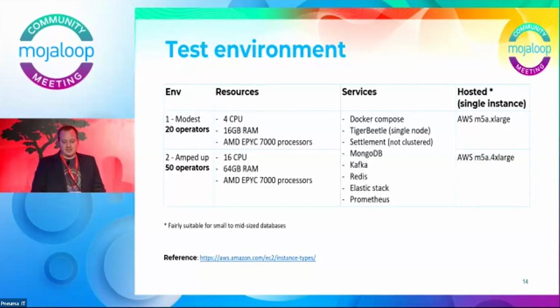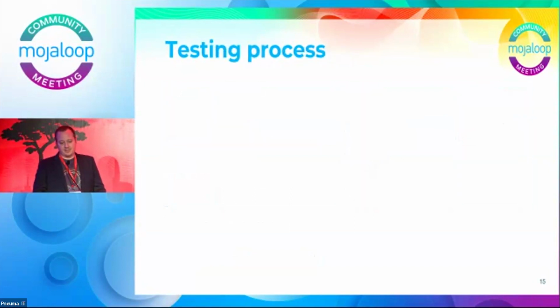With the services that you see in the services column there, we were running a Docker Compose with a single node Tiger Beetle, a single settlement service, and then your MongoDB, Kafka, etc. And in the last column, you can see we were running on an extra large instance and then a 4 times extra large instance. So again, these are really low-spec environments. You wouldn't run these in production, but again, it's on purpose.